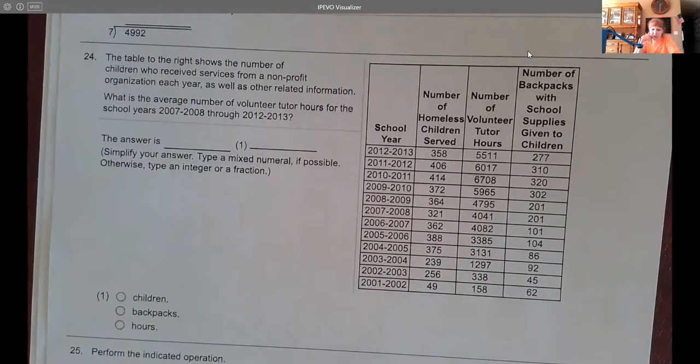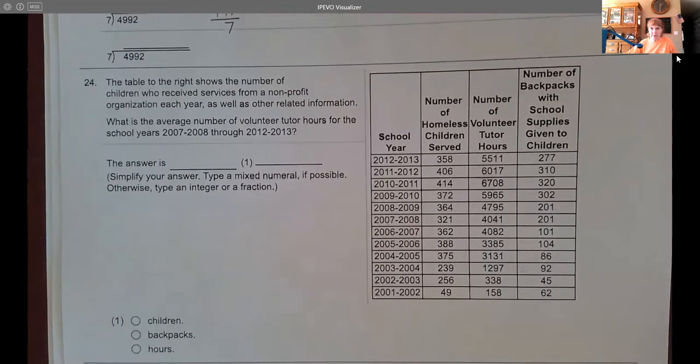The table to the right shows the number of, one moment please, I'm going to straighten this out.